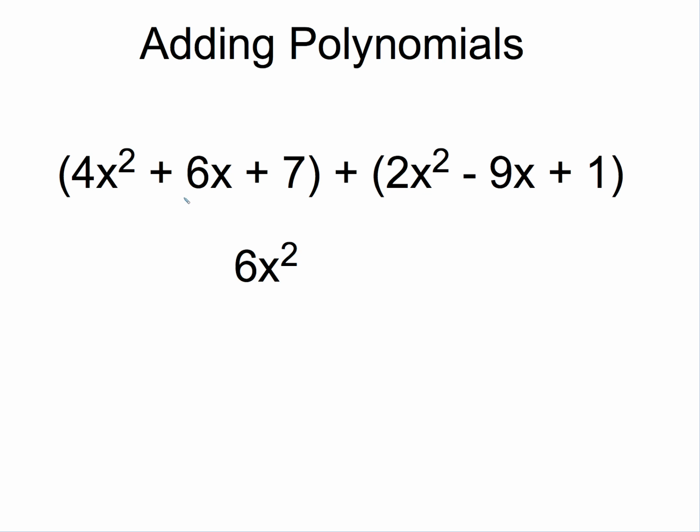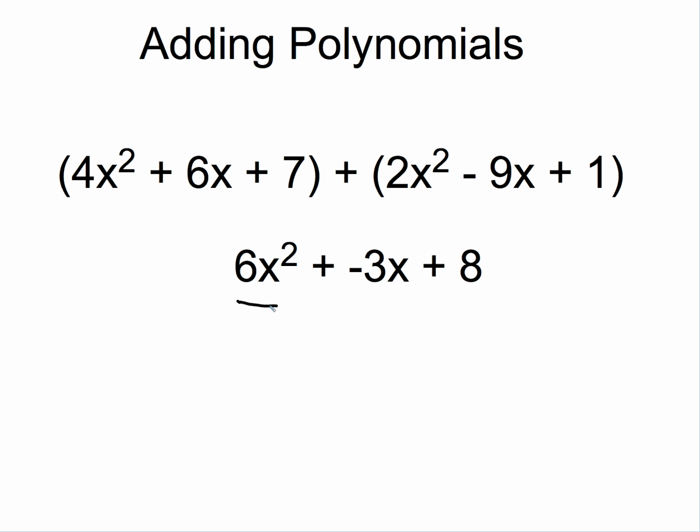Then the next two that match, and they won't always be in order or perfectly lined up, so you have to pay attention, but now I can see we have a positive 6x with a negative 9x. Remember that minus stays with the 9. So we're taking 6 plus negative 9, and we get negative 3x. And last we have 7 plus 1, and since again we're adding, we end up with positive 8.